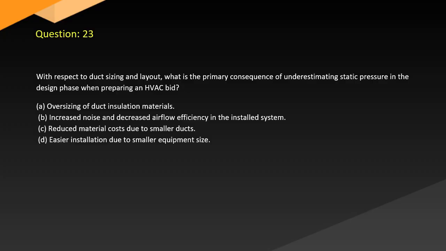Question 23. With respect to duct sizing and layout, what is the primary consequence of underestimating static pressure in the design phase when preparing an HVAC bid? A. Oversizing of duct insulation materials. B. Increased noise and decreased airflow efficiency in the installed system. C. Reduced material costs due to smaller ducts. D. Easier installation due to smaller equipment size.